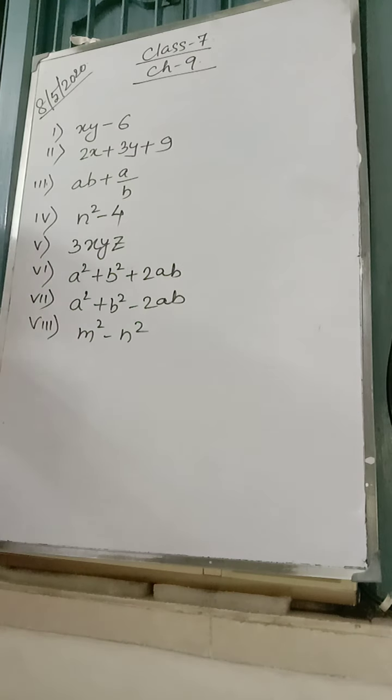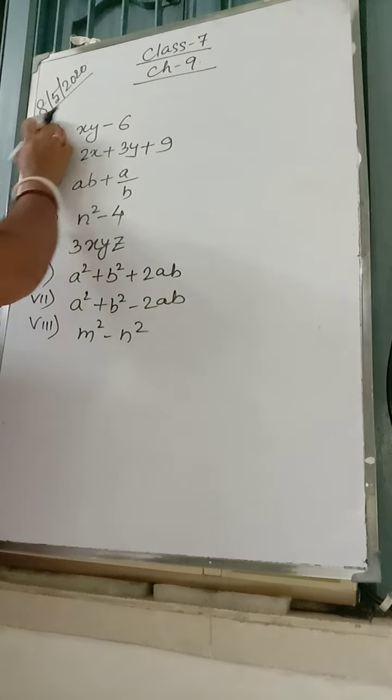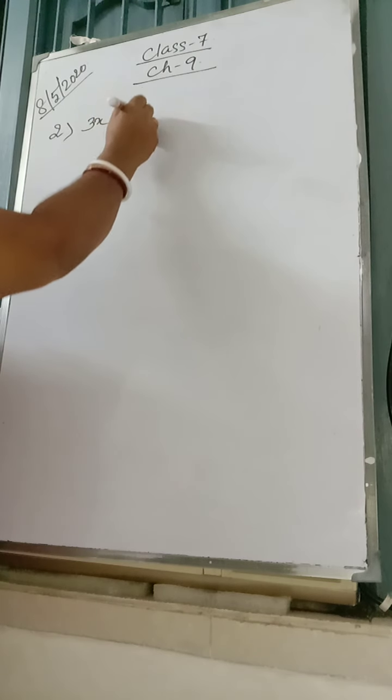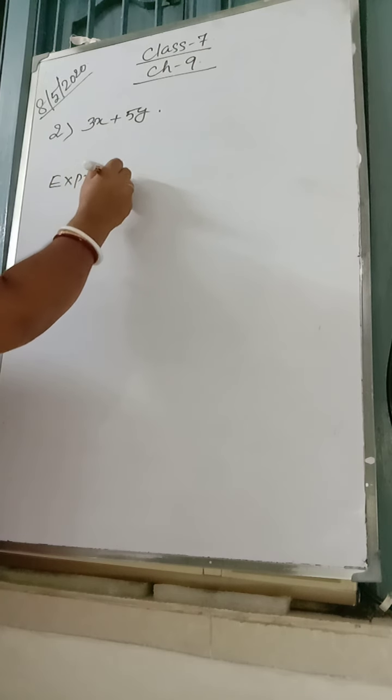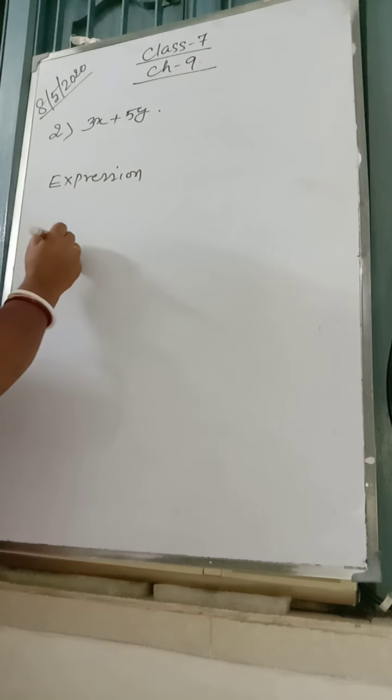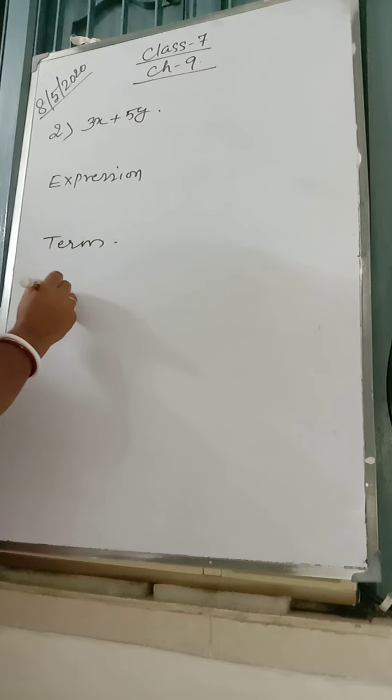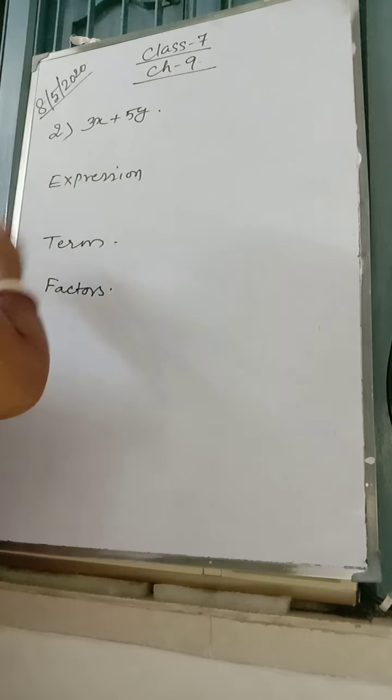This exercise we will be doing certain sums in the book itself and some in the copy. Question number 2 we have to do in the copy. Here they have asked, write the terms and their factors using a tree diagram. Now look at question number 2. This you will write in the copy. We have given 3x plus 5y. Now here we have to write 3 columns. First is expression, second is term, and third is factors. Clear?